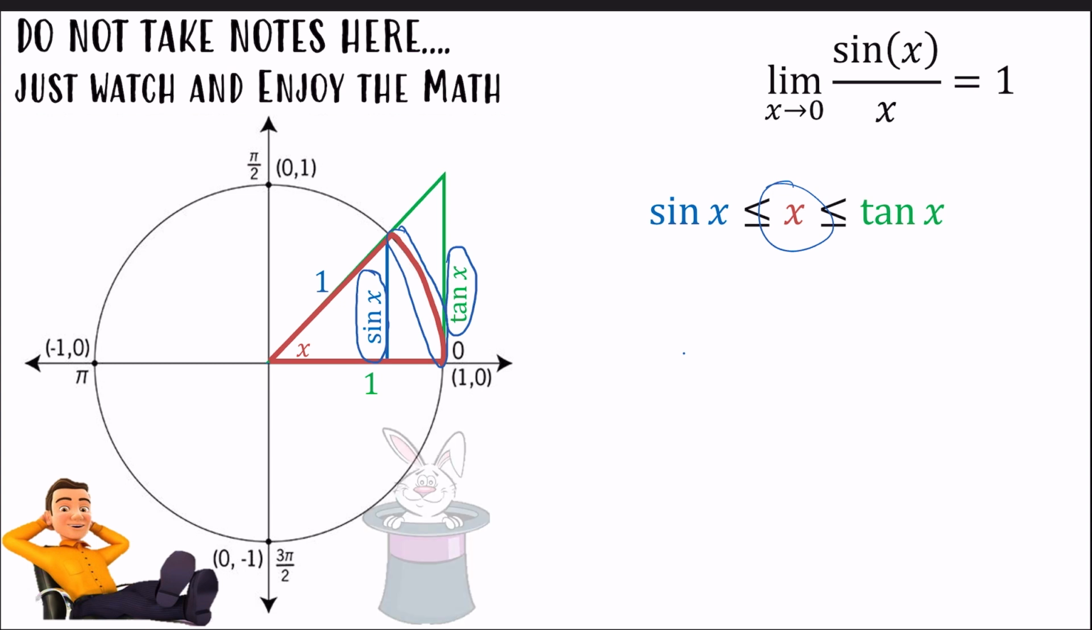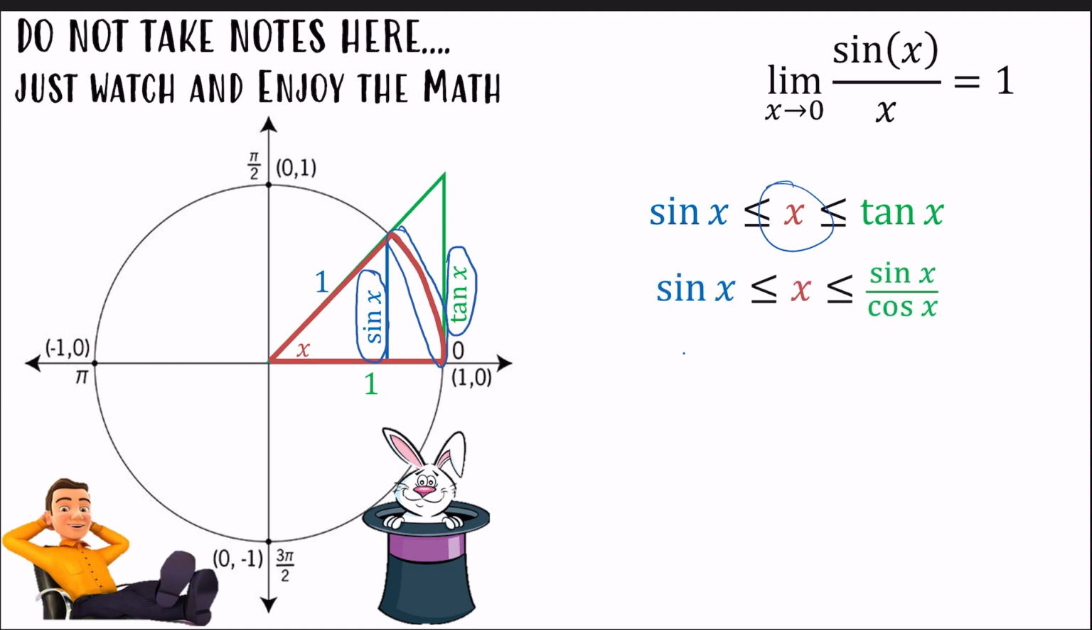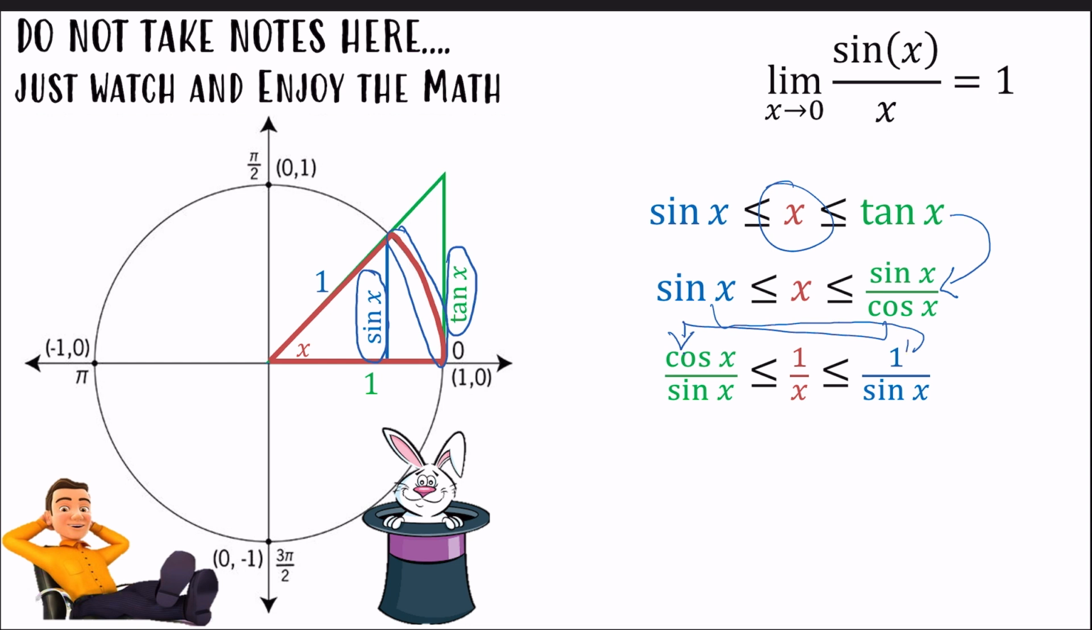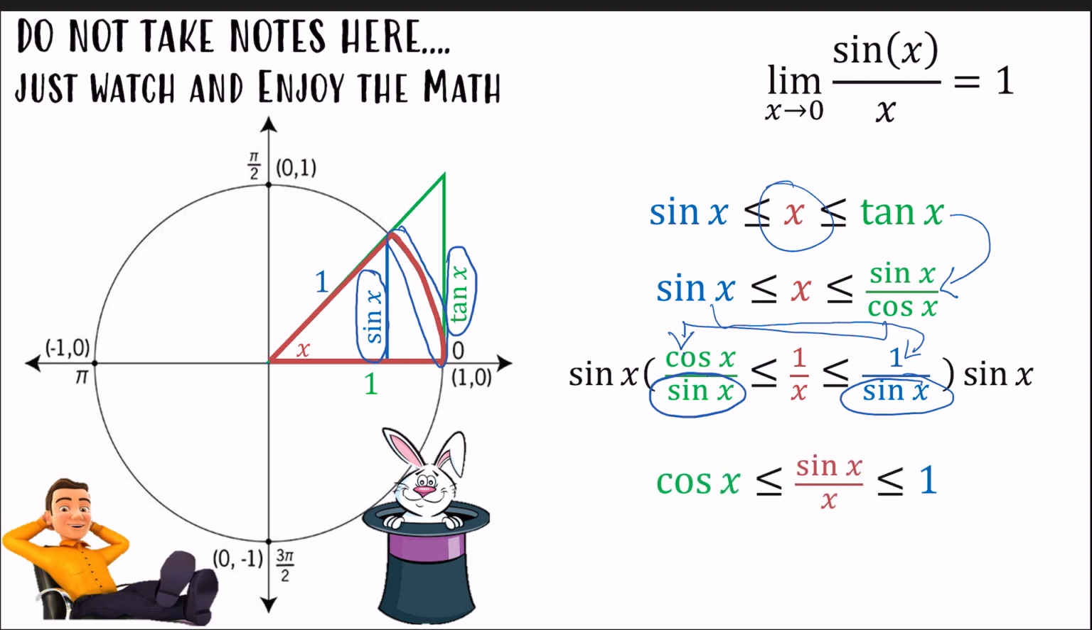Now we're going to do some magic. Everything I do is legit, but you may not think about doing this on your own. First thing I'm going to do is make tangent into sine over cosine. Then I'm going to take the reciprocal of all of them, flip everything upside down. Next, I've got to get rid of these sine of x on the bottom, so I'll multiply everything by sine of x. Where are we going now? I've got 1 less than or equal to the sine of x over x. Look at that, we're getting close to what we need, is less than or equal to the cosine of x.